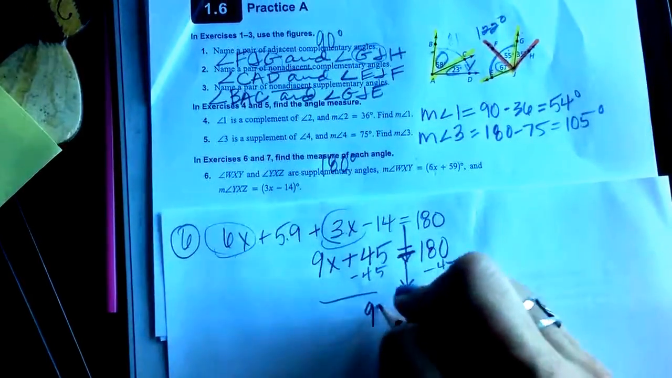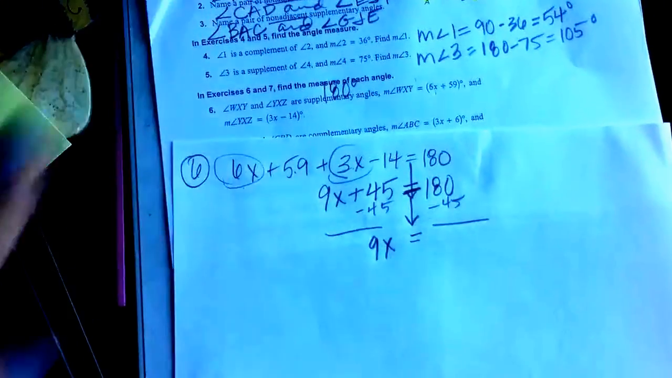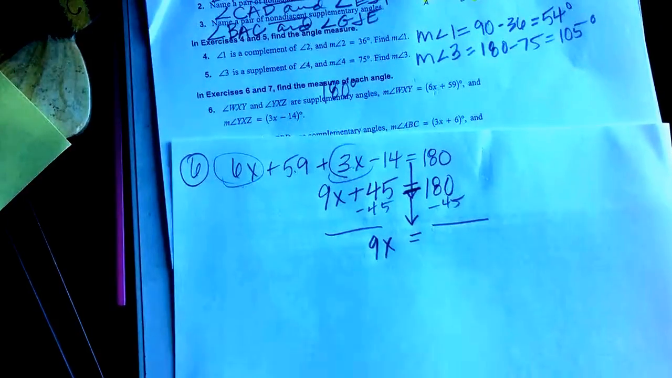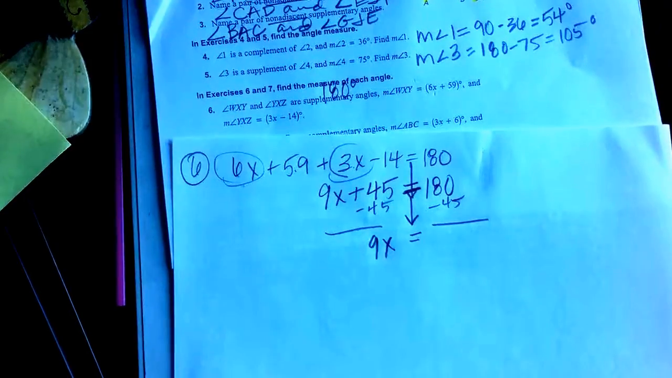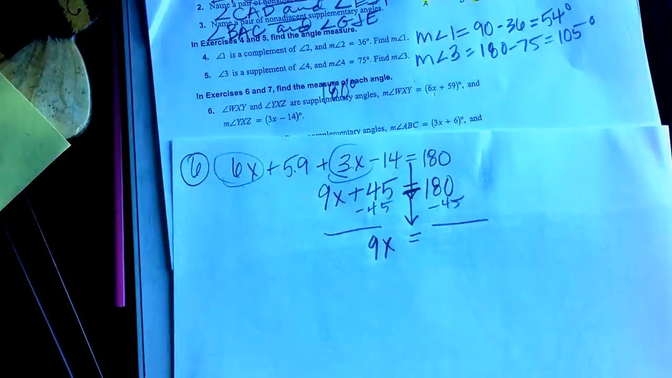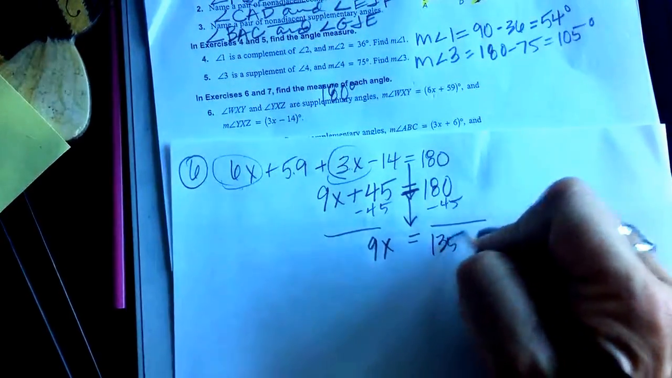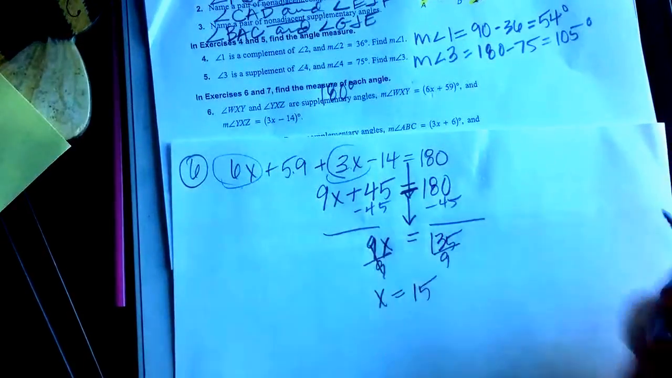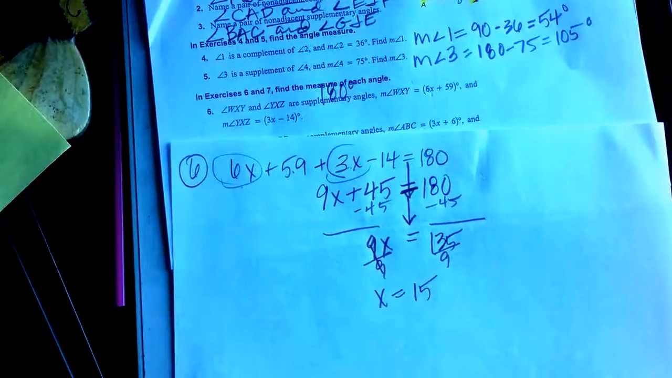I'm just making some comments regarding solving based on what I saw on your exit tickets that we did last week on Friday. What is 180 minus 45? 135. There we go. And then when we divide that by 9, what do we get? So x is 15.